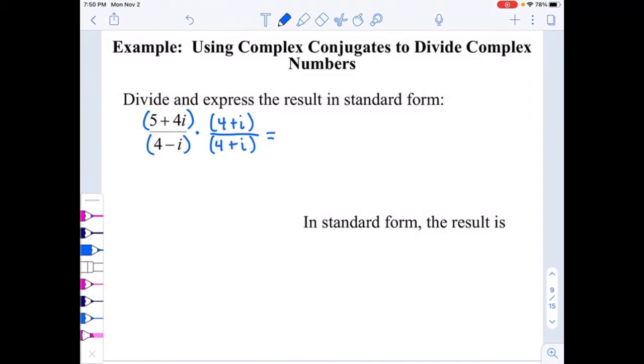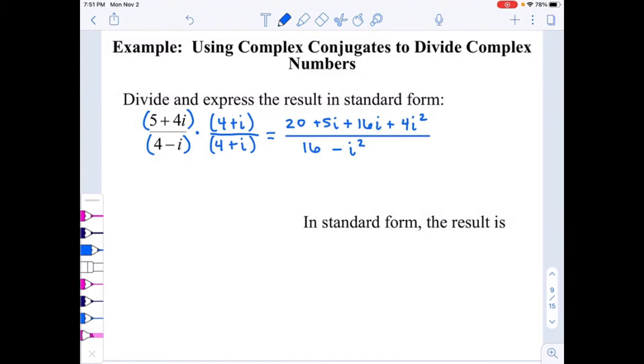Let's see what we got. The top: 5 times 4 is 20. Outside would give us 5i. Inside would give us 16i. And our last terms are going to give us 4i squared. We'll go back and simplify that in just a moment. On the bottom, since they are conjugates, we know the inside-outside terms are going to cancel out. So I just need to multiply 4 times 4, which gives us 16. And we have a minus i times a plus i, so that's minus i squared. If you don't trust me on that one, you're more than welcome to do the whole inside-outside terms, but you're going to have a plus 4i and a minus 4i, which cancels.